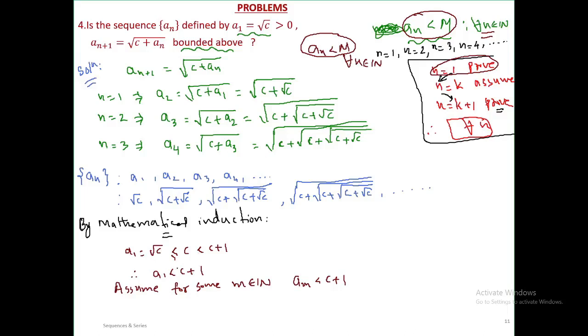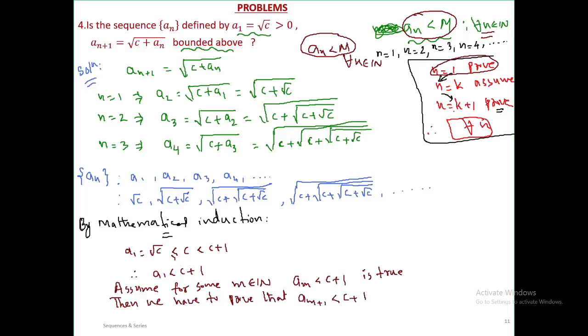Okay. So now n = 1 is true. For n = 1, it is true. Next assumption: for n equal to some m, I am assuming for some m belonging to the natural number set, a_m is less than C plus 1 is true. Next we have to prove that a_(m+1) is less than C plus 1.